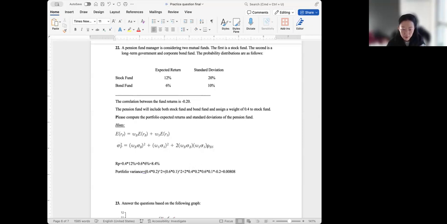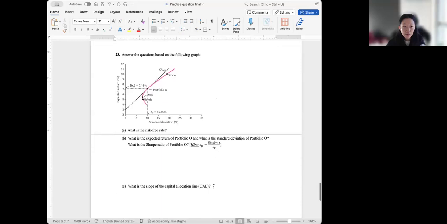And the portfolio standard deviation is this, raised to a power of 0.5, or taking the square root. That is 8.899%.